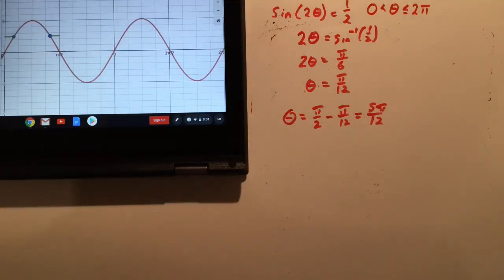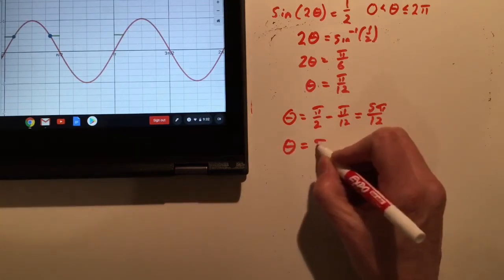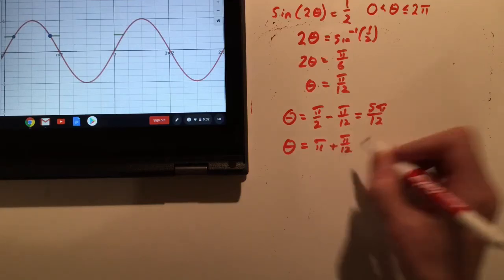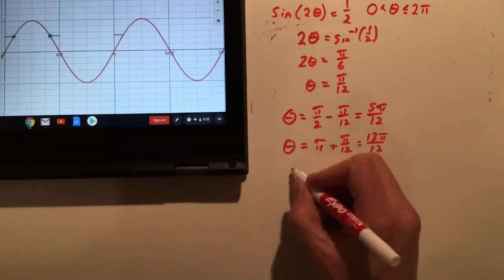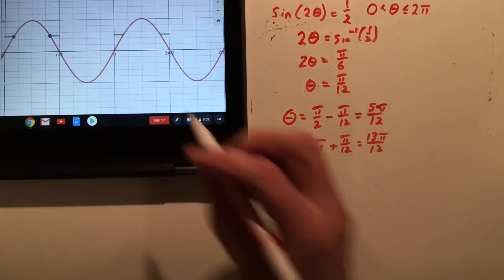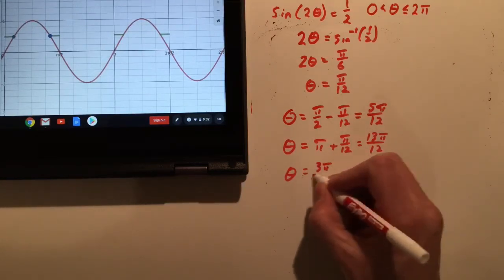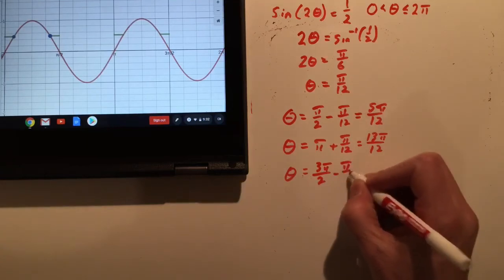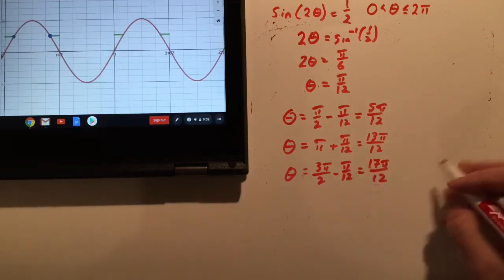So moving on to that third solution. That third solution is going to be just pi/12 past pi. So theta is going to be pi plus pi/12, and that is going to give us 13 pi/12. And then that last solution right there, which can be represented like so, is going to be just pi/12 short of 3 pi/2. So we can do 3 pi/2 and subtract out pi/12, and that is going to give us 17 pi/12. And there you go.